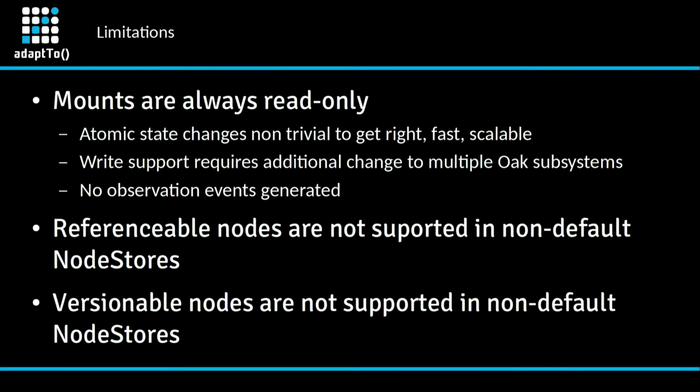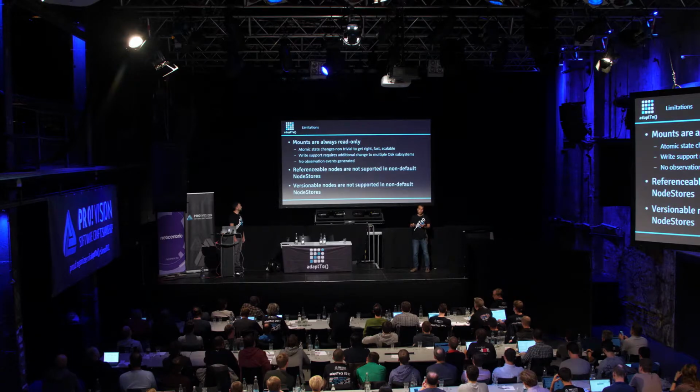So mounts are read-only. It would be quite tempting, and we actually have some basic support for making mounts read-write. But it would sort of be a lie to say that they are read-write, because, first of all, when you do a change in the JCR repository, it's supposed to be atomic. And getting multiple node stores to cooperate and still do this fast and scalable would be very hard. And we didn't really find the need for that, so we just skipped on that. Then observation would have to plug into this as well. So we just escaped a whole host of problems by making these kinds of mounts read-only.